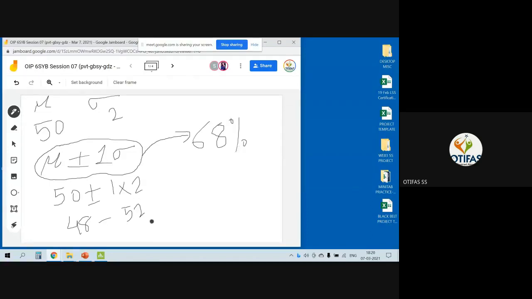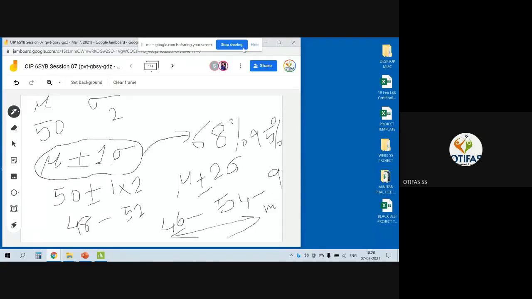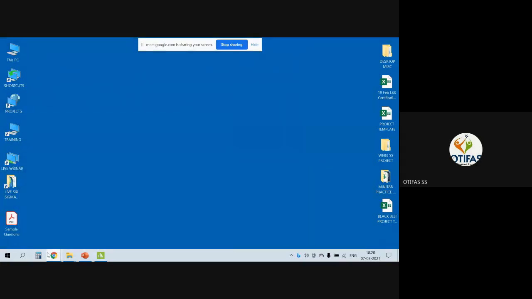Now, what is 46 to 54? This is nothing but mean plus or minus 2 sigma. The mean is 50, plus or minus 2 sigma, so it is 46 to 54. Now, what percentage is supposed to be there? 95% of the shaft measurements range between 46 and 54 mm. Let's see.